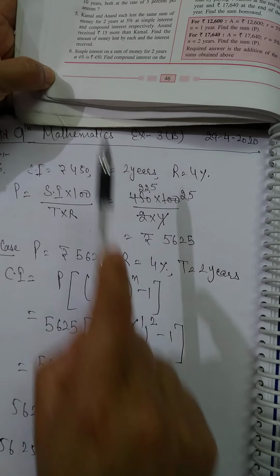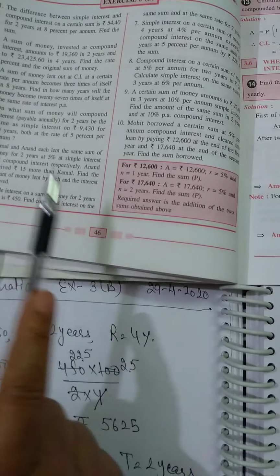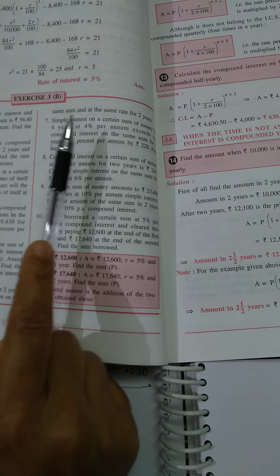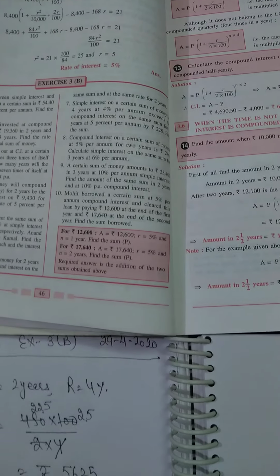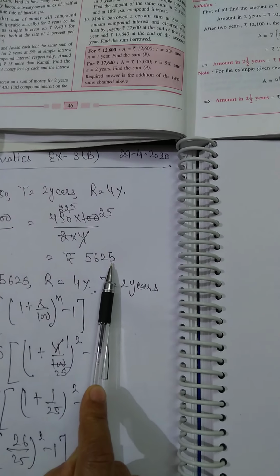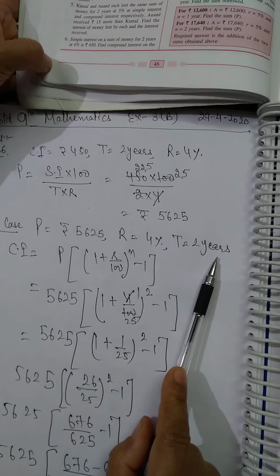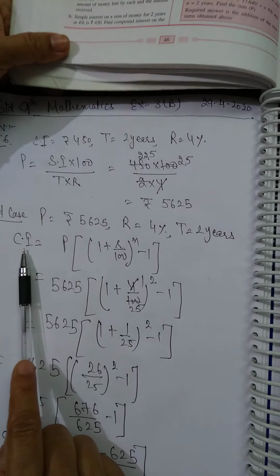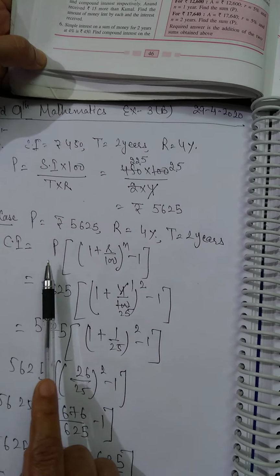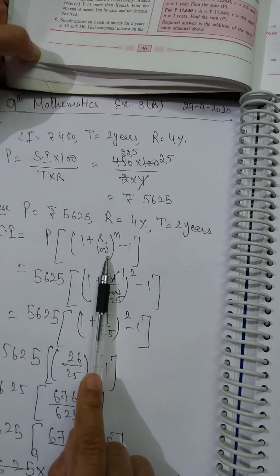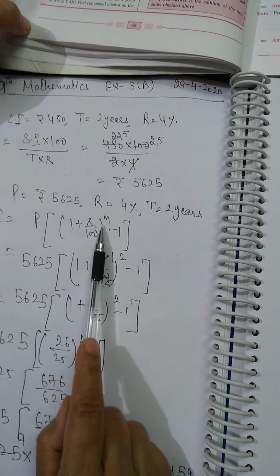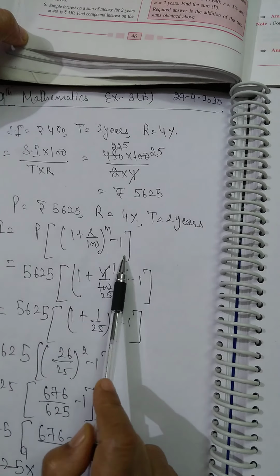Now in second case, find the compound interest on the same sum. Same sum is principal is 5625. Same rate, rate is 4%. Time is 2 years. Find out the compound interest. Now apply the formula for compound interest: P into (1 plus R upon 100) raised to n, minus 1.